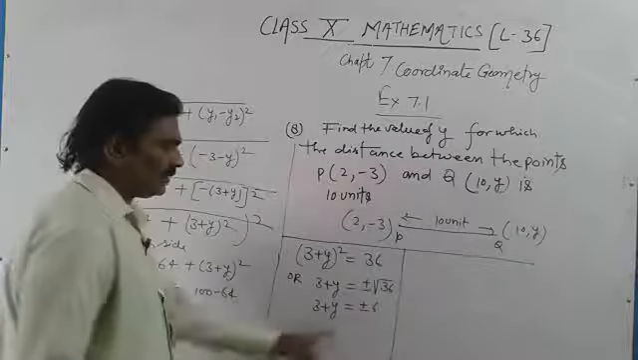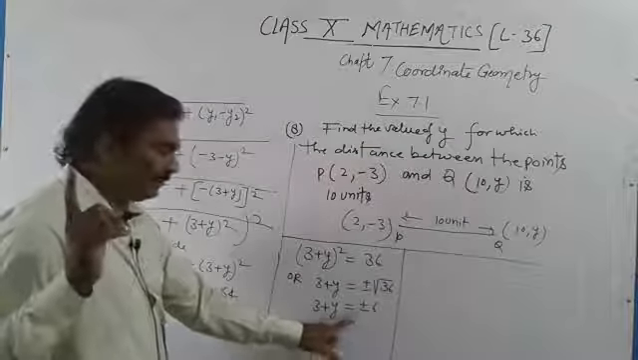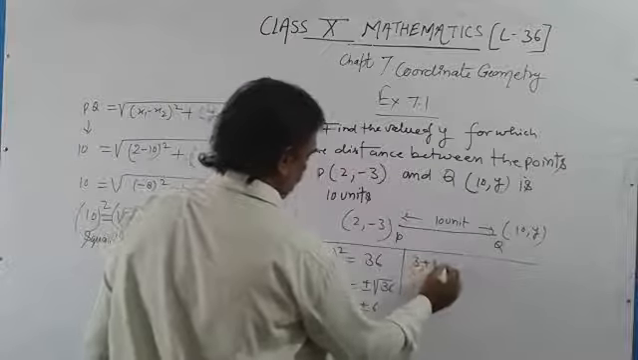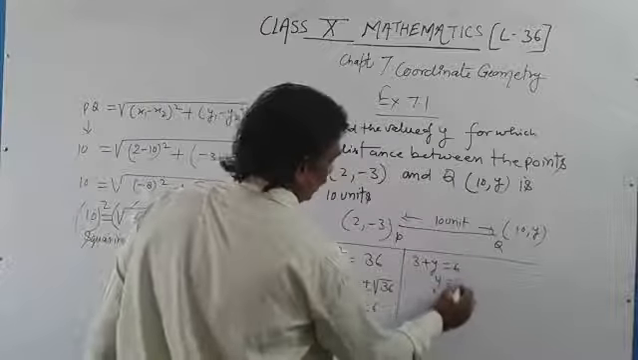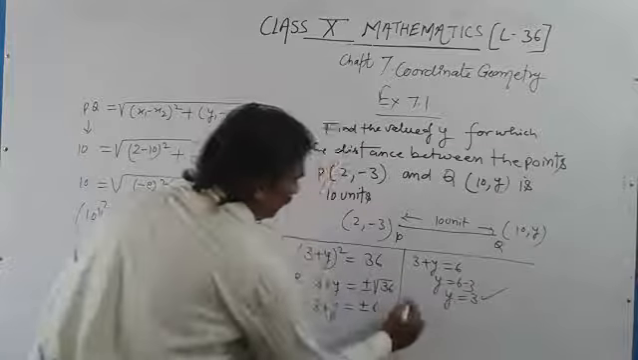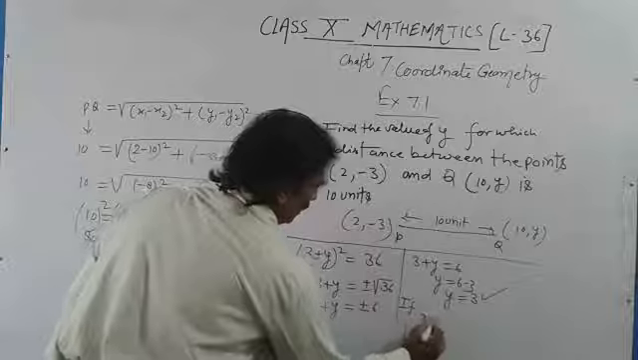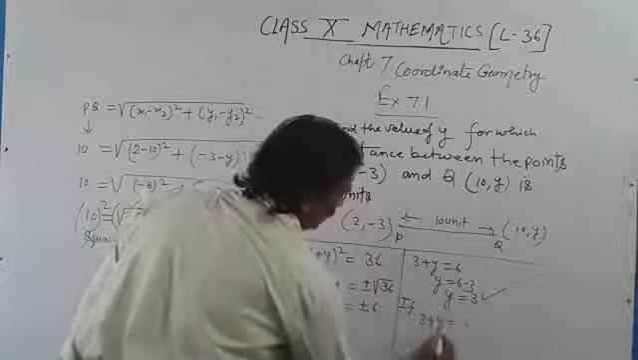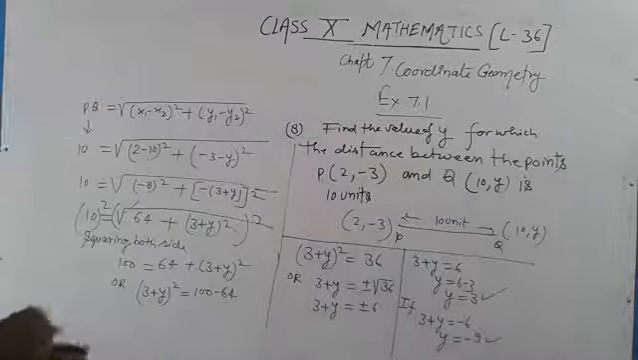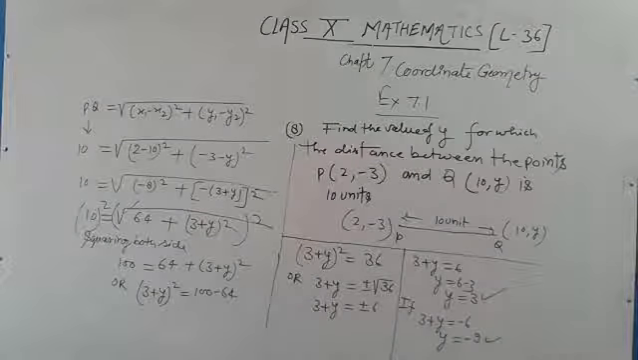Now take first positive sign, then negative sign. So 3 plus y is equal to 6, then y is equal to 6 minus 3, y is equal to 3. First answer. And if 3 plus y is equal to minus 6, then y is equal to minus 9. These are the two answers, students. So here students, we have solved question number 8.